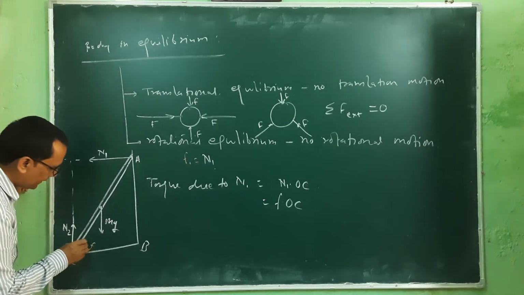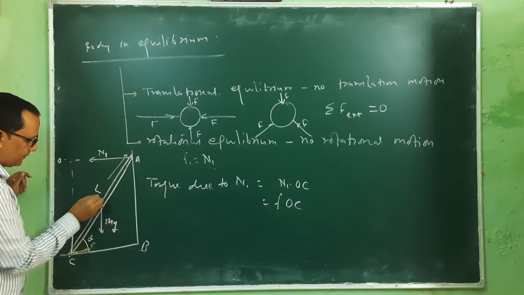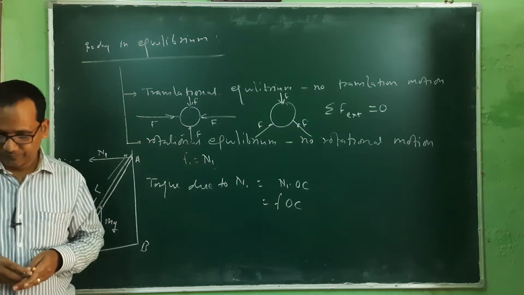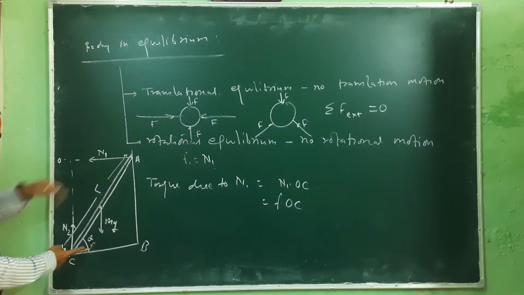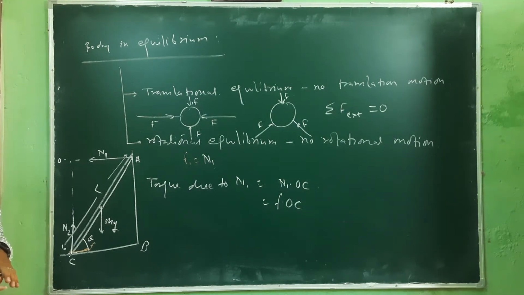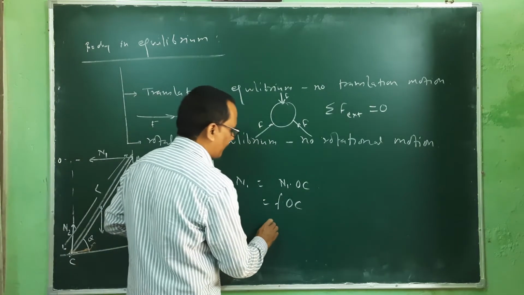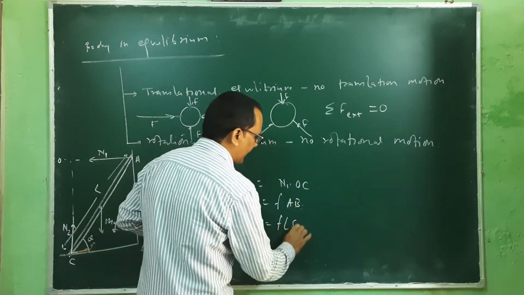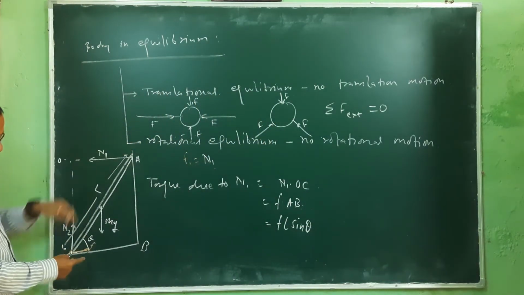If this angle is taken as theta, and the length of this ladder is taken as L, then what about this AB? AB is L sin theta. So the torque is equal to F multiplied by AB, and this is F L sin theta. Okay, the total length is L, and this angle is theta.